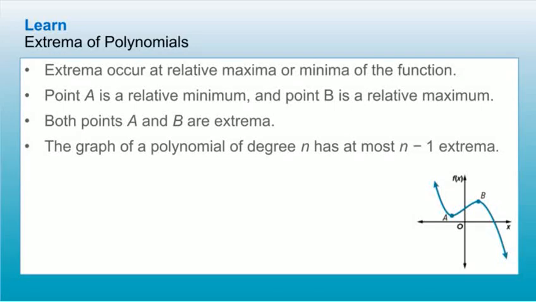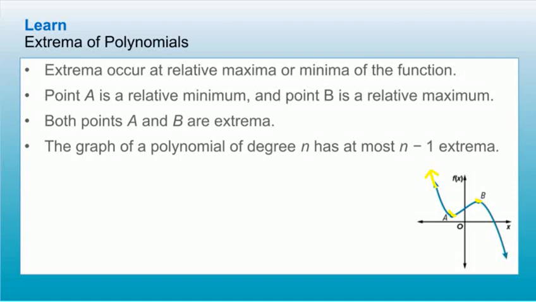Next part is extrema of a polynomial. Extrema occur at relative maxima or minima of the function. Point A is a relative minimum. It is a low point, but just not the lowest point. And point B is a relative maximum because it is a high point, just not the highest, because you can see the arrow is going up here. Both A and B are extrema.